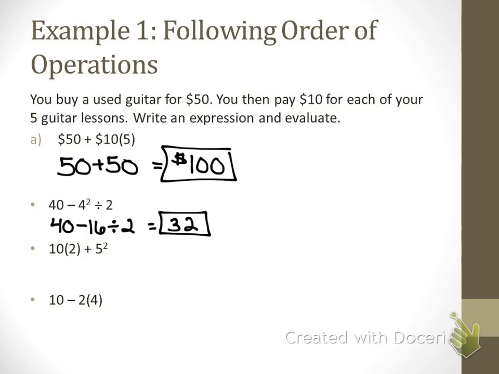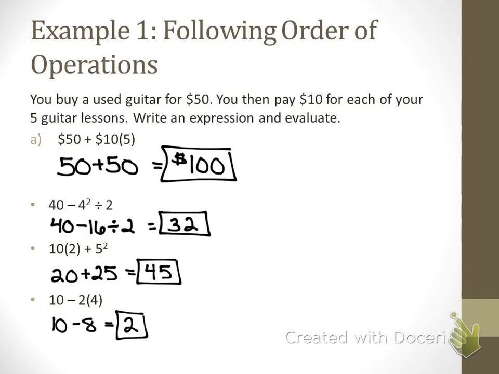All right, what about the next one? What do I do first? What do I do first, guys? I do my exponent, not parentheses, because is there anything I can simplify in parentheses? No, so I do the exponent first, so it's 5 squared, and then multiply and get my answer of 45. I want you to try to solve the third one real quick. All right, so I need to multiply first, then subtract, and my answer is 2. All right?